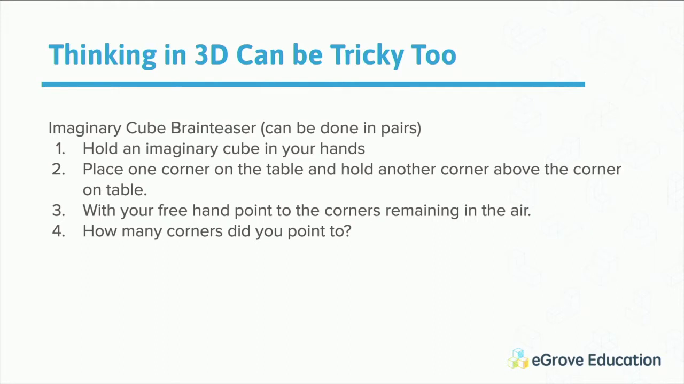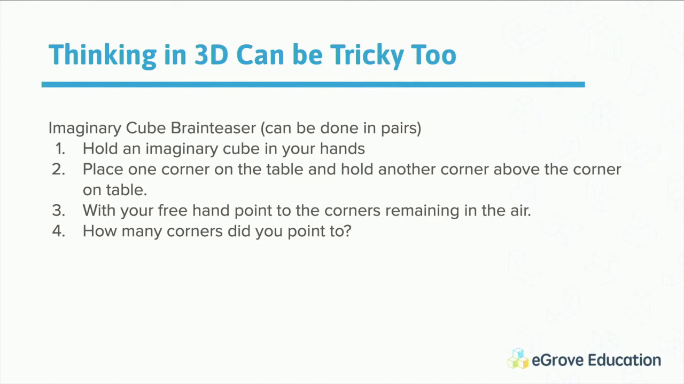So what I would like you to do is imagine that you have a cube, okay? So you have an imaginary cube that you're holding in your hand, like a Rubik's Cube, okay? Hold it in your hands and place one of the corners on the table, so it's kind of skewed a little bit, and hold the other corner above the table. So now you've got your imaginary cube, and with your free hand, I want you to point to how many corners still remain in the air.